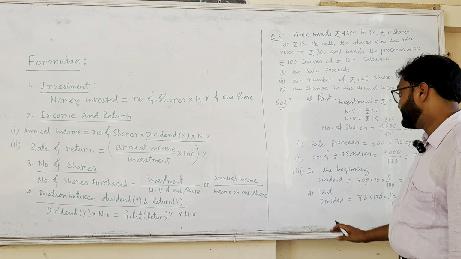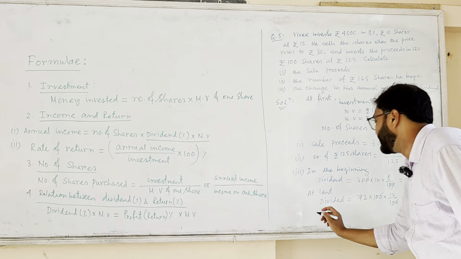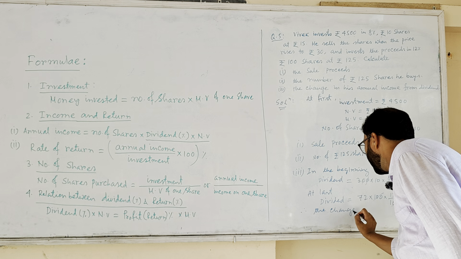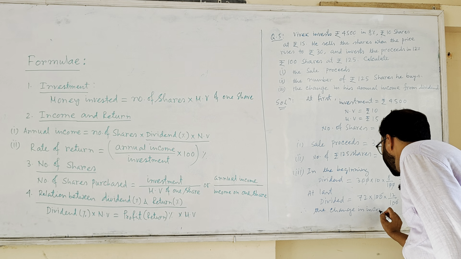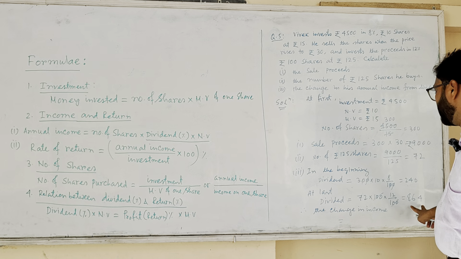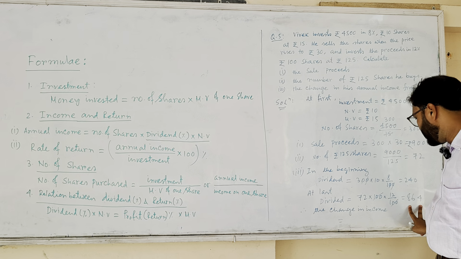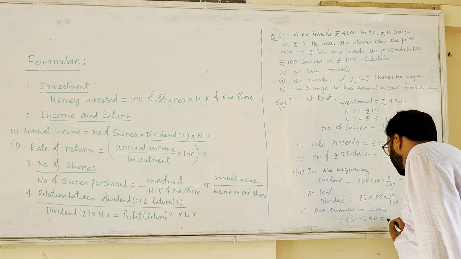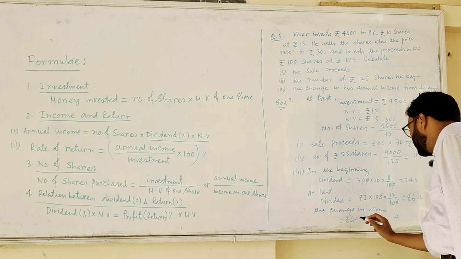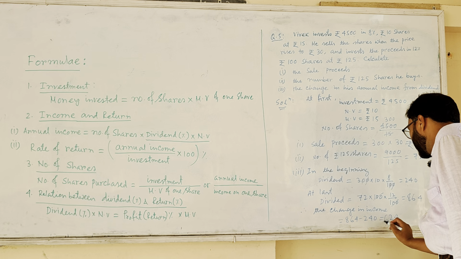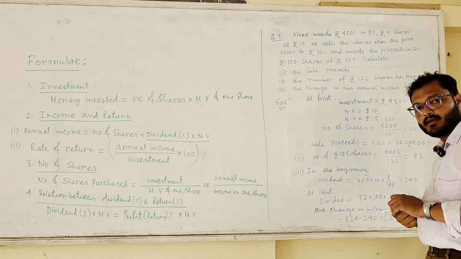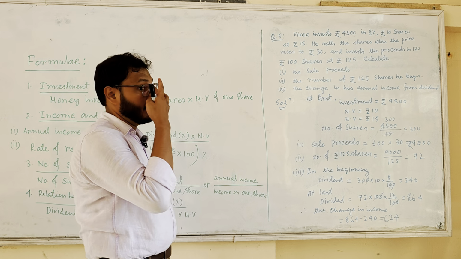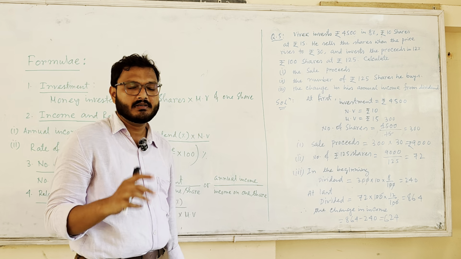So the change in income equals, now his income is 864, his income was 240 before, so the change is 624. Okay, I hope it's clear. So this is another type of sum. I hope you got this one today.